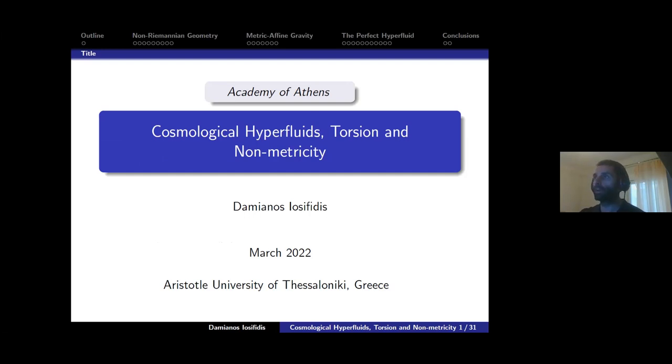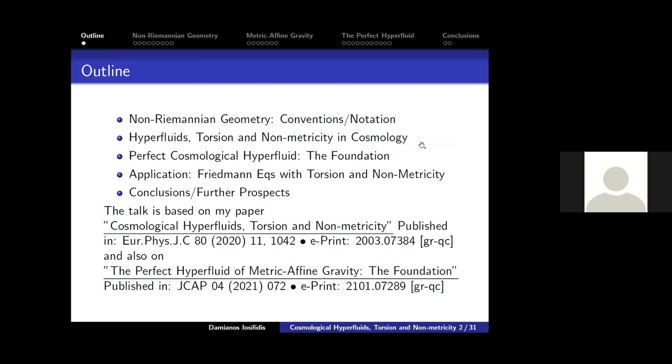Okay, so let's start. A brief outline. We are going to do some basic introduction into the non-Riemannian geometry, the generalization of the Riemannian geometry, where we now have also torsion and non-metricity. We are going to set up the notation and conventions, etc.